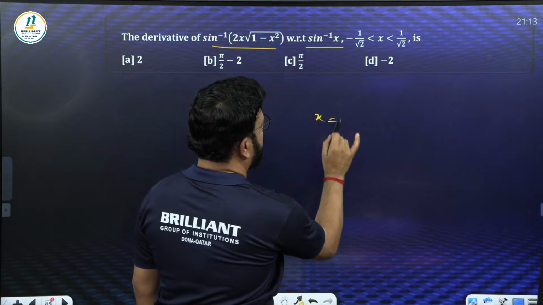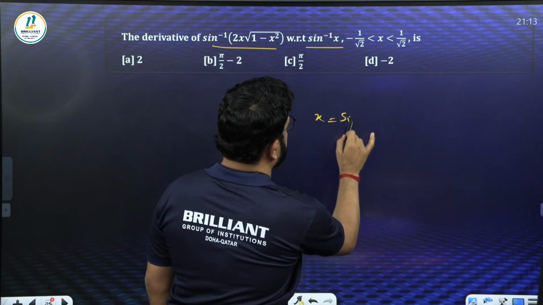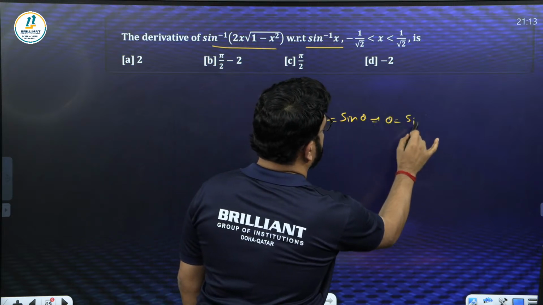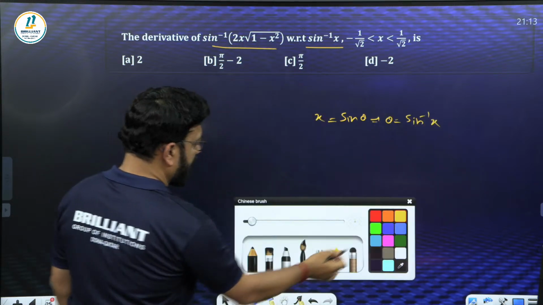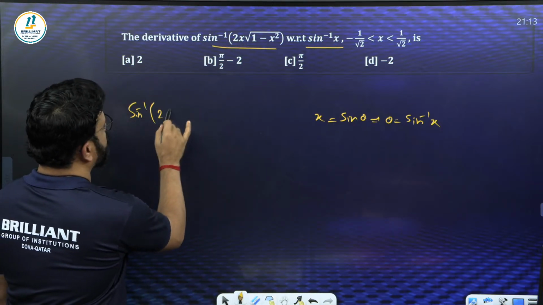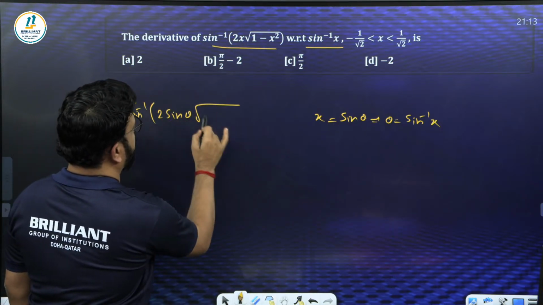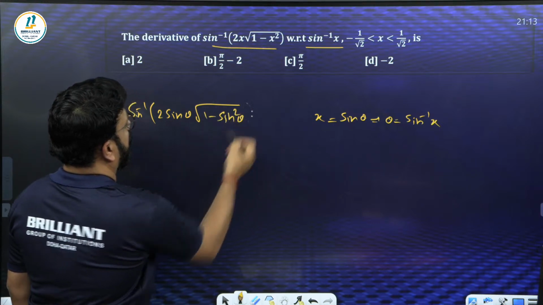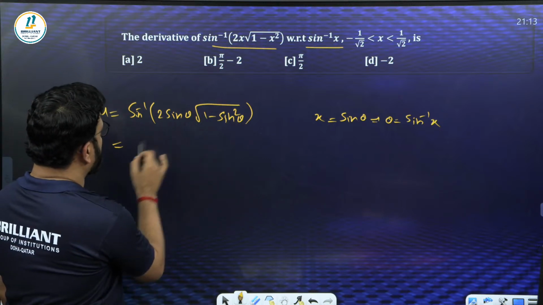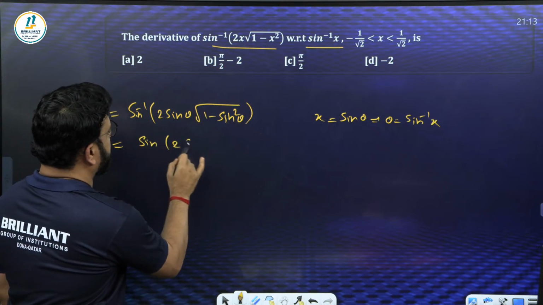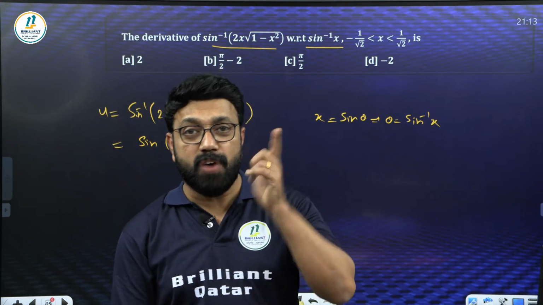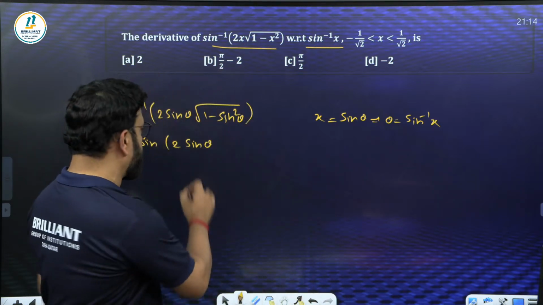Very simple idea. In the inverse trigonometry, you learned that x equal to sin theta. Theta equal to sin inverse of x. If you substitute, what will we get there? Sin inverse of 2 sin theta into root of 1 minus sin square theta goes to u. What is root of 1 minus sin square theta? 1 minus sin square theta equal to cos square theta. Root of 1 minus sin square theta goes to cos theta.